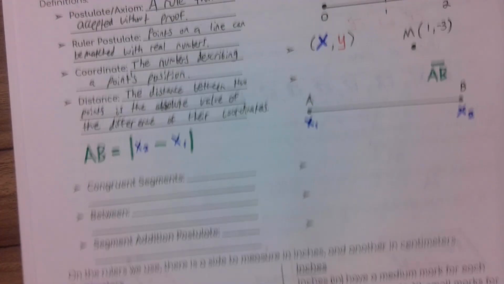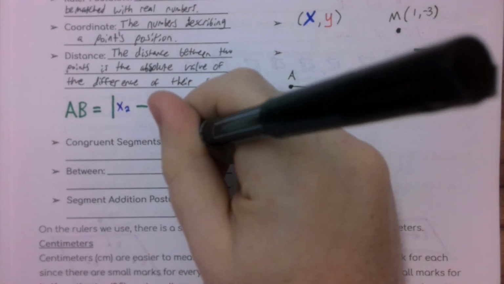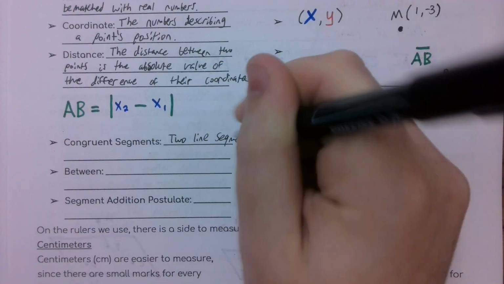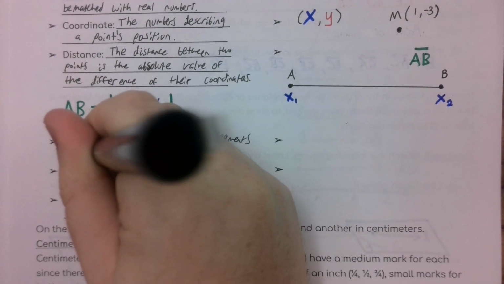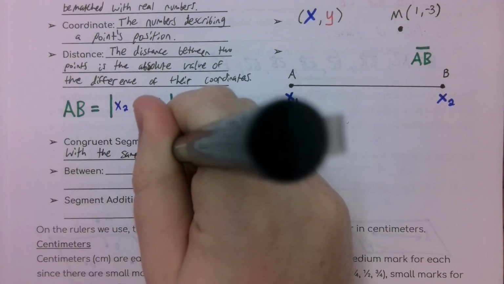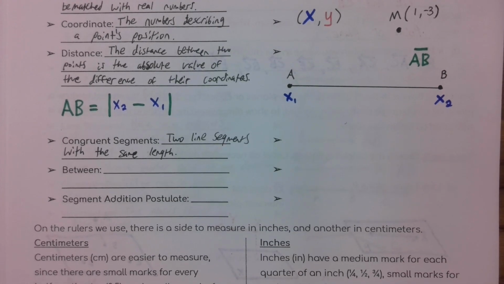Let's take a look at the previous page where we can do a couple more definitions. So we just talked about congruent. That makes it a lot easier to talk about what congruent segments are. Congruent segments are two line segments with the same length. Two line segments with the same length are called congruent.